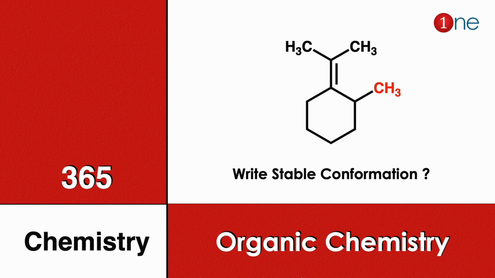Organic chemistry questions for you. Here you have cyclohexane attached with an alkene. You have two methyl groups, and at the alpha position you have another methyl group, that is labeled as P. You should find whether it will come in axial or equatorial and write the stable conformation.